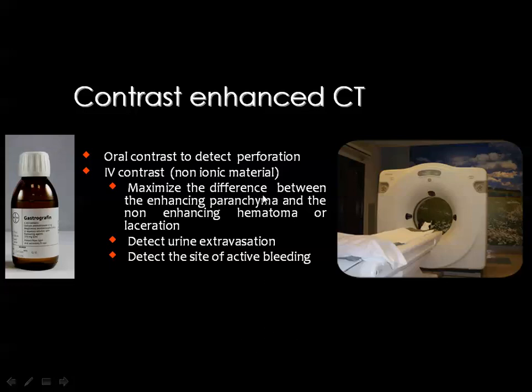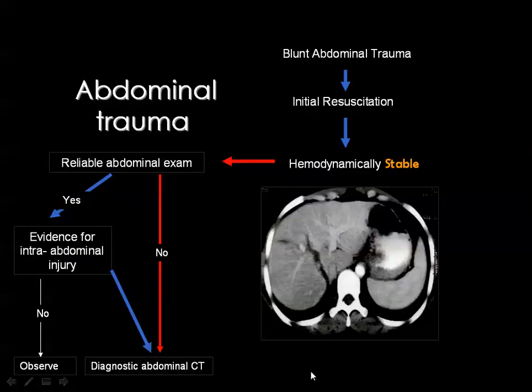Then intravenous contrast is usually excreted by the kidneys and collects inside the urinary bladder. So if there is urine extravasation secondary to intraperitoneal or extraperitoneal bladder rupture, you can easily identify it. Also, the injection of contrast with the use of multi-detector CT scan can detect the site of active bleeding, and you can see the bleeder or the site of bleeding leaking the injected contrast material.